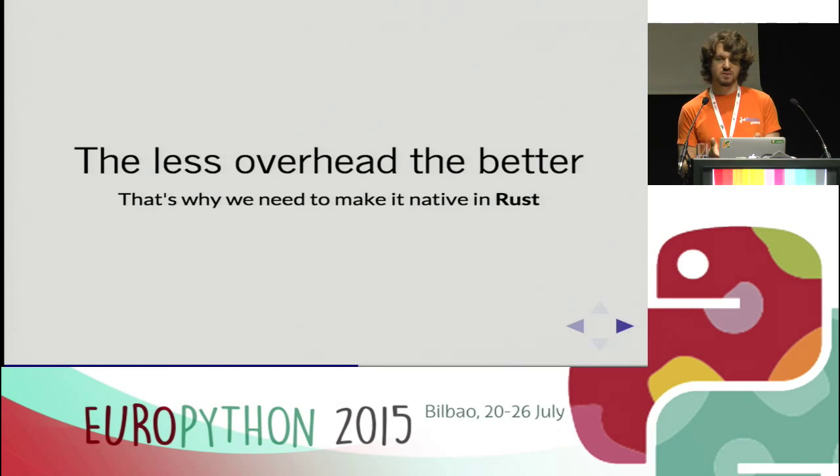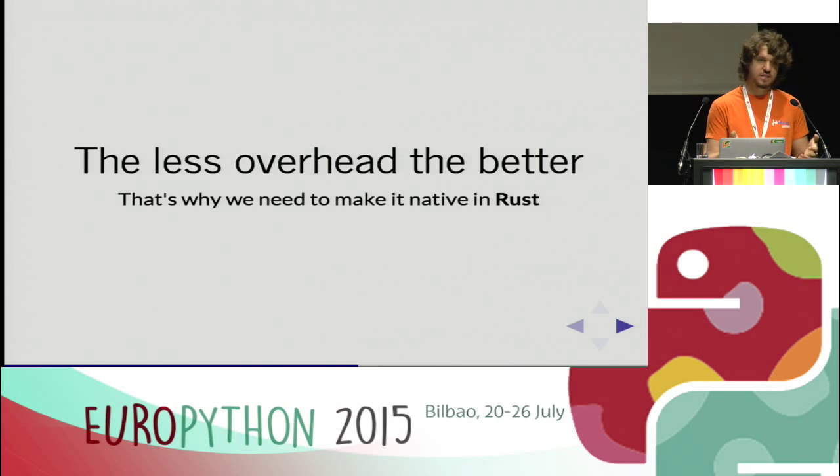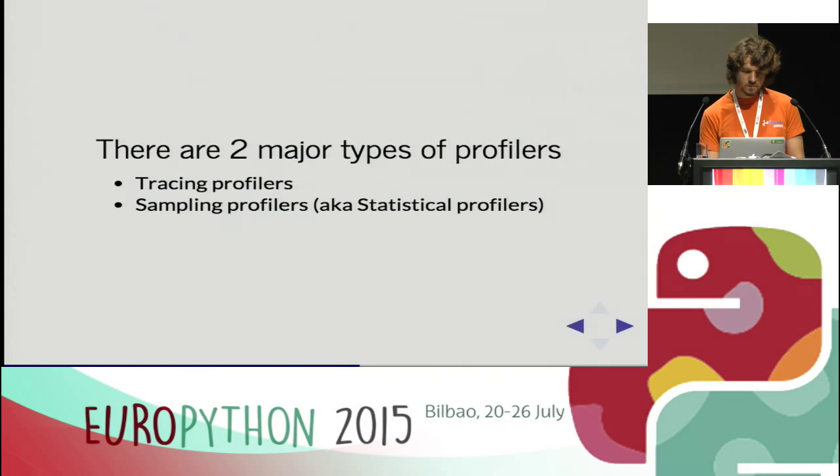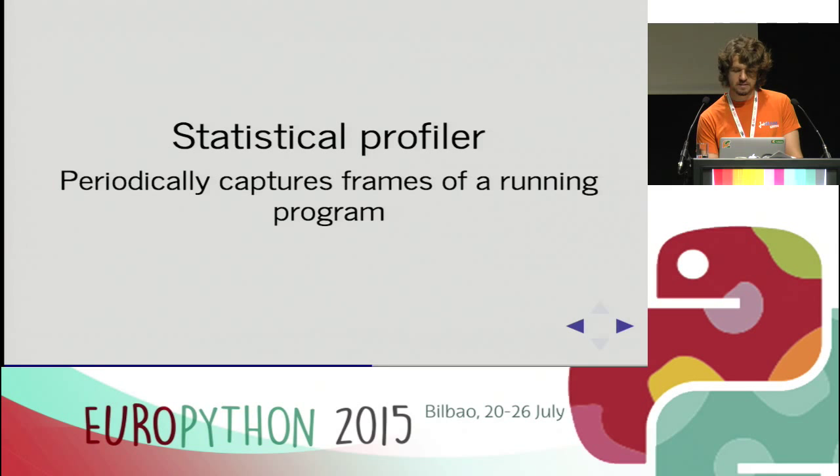Actually, that was my initial idea when I started to experiment with Rust, to try to make, for example, a simple, tiny Python profiler. There are two major types of profilers, tracing profilers and sampling profilers, also called statistical profilers. Statistical profilers periodically capture frames of a running program, and normally have less overhead than tracing profilers, which trace all calls in the program. Let's see how to implement a statistical profiler in Rust.